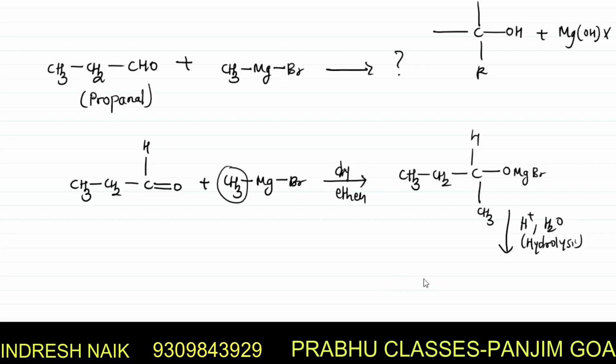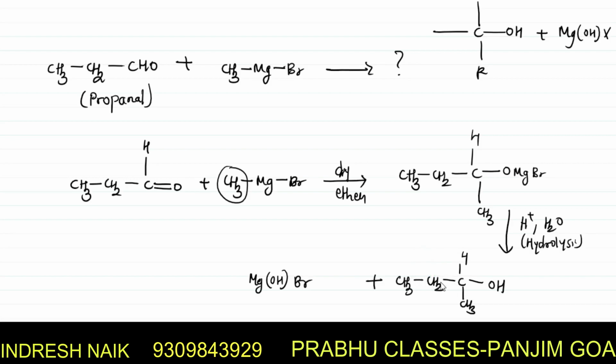So what you get over here is CH3CH2CH(CH3)OH plus Mg(OH)Br as the byproduct. So what is the alcohol we are getting? What is the name of this alcohol? Here there is no space, but I'll write here what is the name of this alcohol.